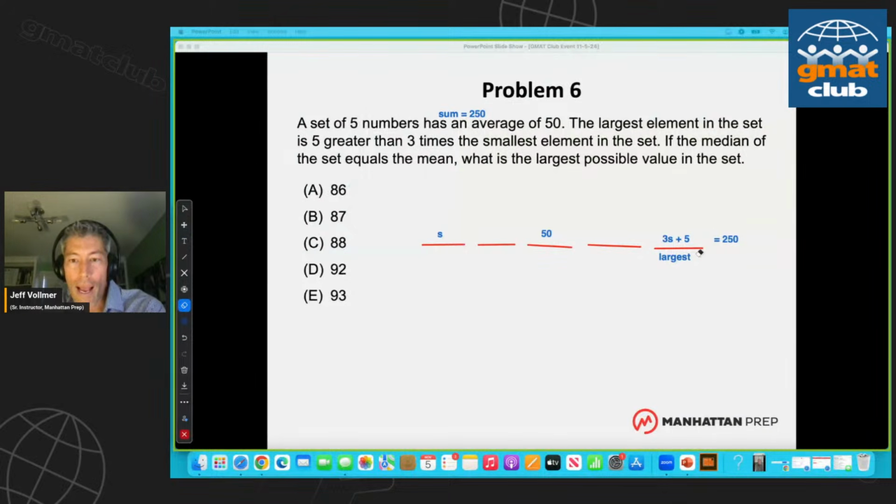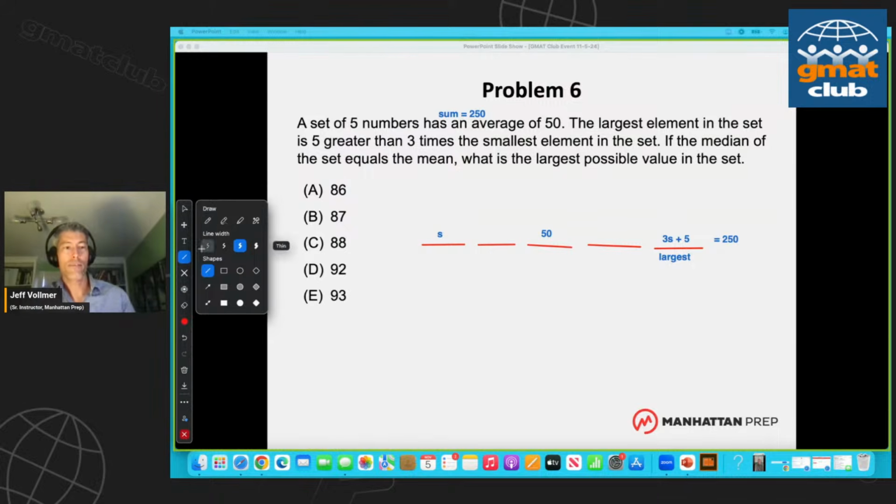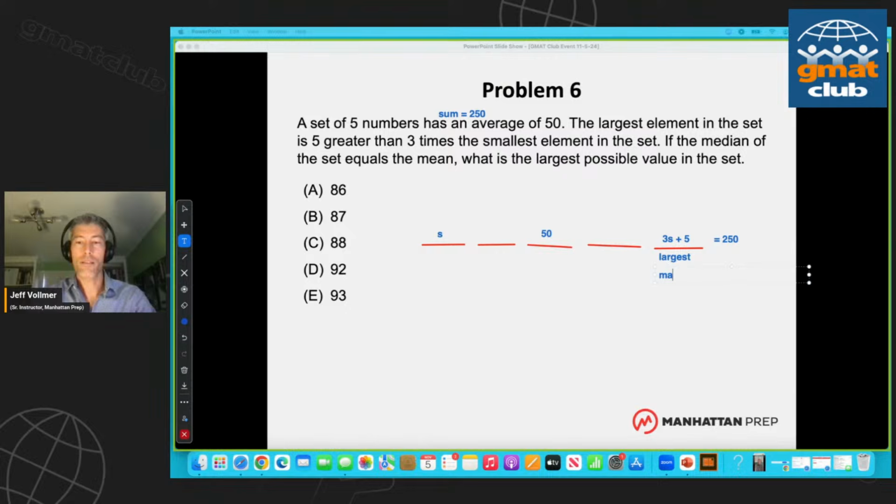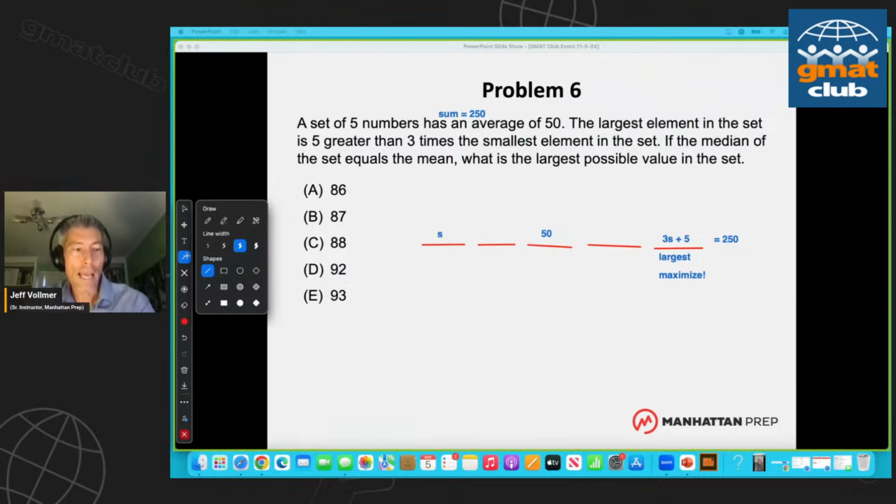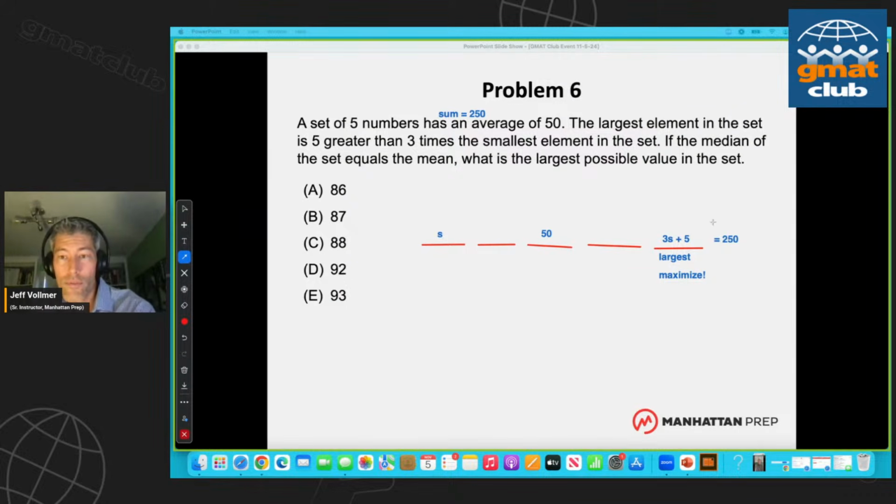All right, so how do I make this the largest possible value? What's the strategy here? If I want to maximize this, I want to conserve other places. Like if I want to have the largest dinner possible and I'm on a diet overall, then I need to have my breakfast and lunch be relatively small. So if I want to make this term as large as possible, then I've got to make the other terms as small as possible, called minimize.